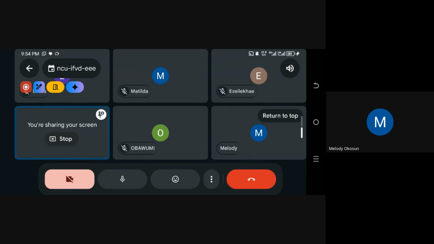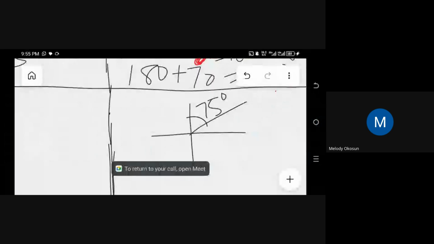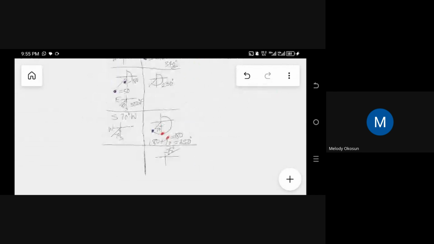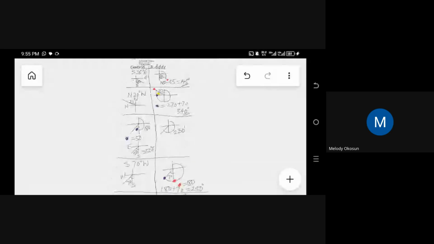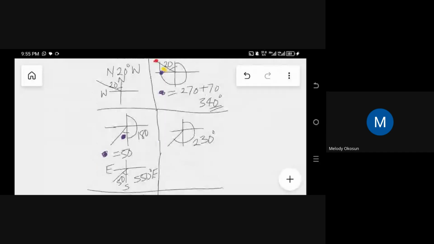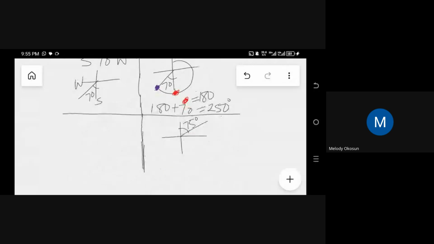Sir, I didn't see the question. All right, this is the question. This is the 3-digit bearing that we're supposed to convert to a compass bearing. You see the compass, that's the one at the left-hand side. And so we have this here. And then Efosa said the result is not 15 degrees east.